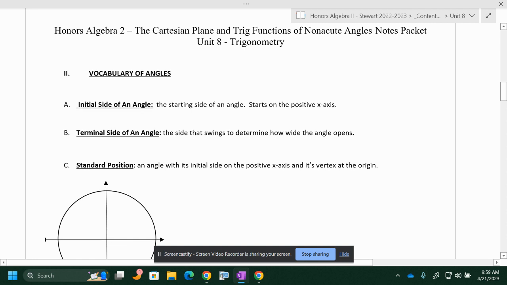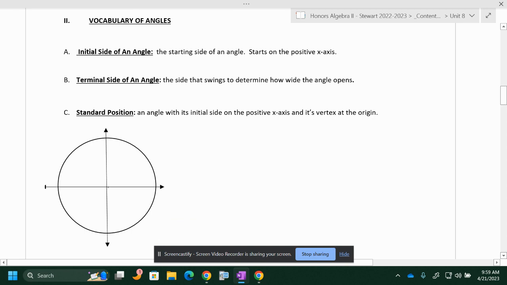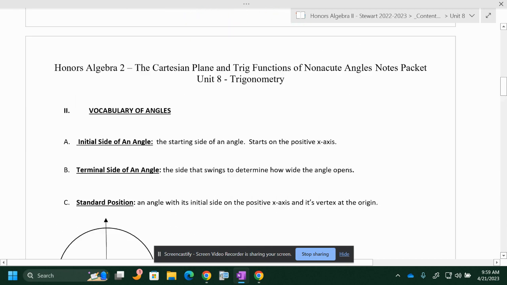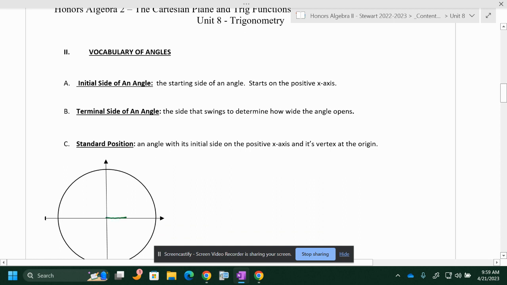Here's some vocabulary, mainly about going around a circle with degrees and radians. The initial side of an angle, the start side, always starts on the positive x-axis. The initial side will always start here on the x-axis, always positive. The terminal side is the side that swings to determine how wide the angle opens. Sometimes an angle will be like this, and this will be your terminal side. Or maybe it'll swing around here, down to here. This will be your terminal side.